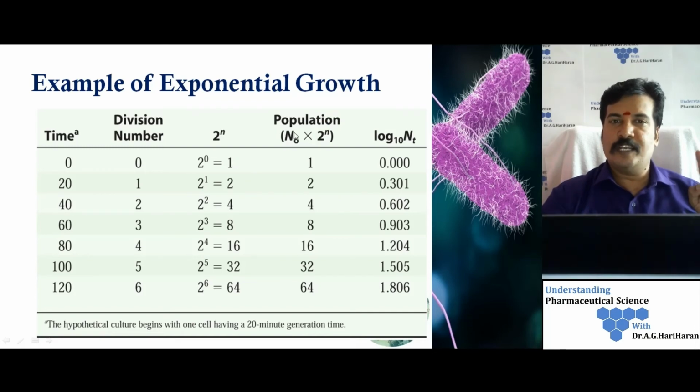So the initial population n0 is 1. Since I have inoculated only one cell, 2 power 1, that is 1 into 2, so we have 2 cells. Log 2 to the base 10 is 0.301. After 20 minutes, that is the 40th minute, the second generation happened. So 2 to the power 2, that is 4 cells. So 2 divided into another 2 cells, we got 4 cells. So initial population is 1 into 4, we have 4. So this is the n to the power 0.